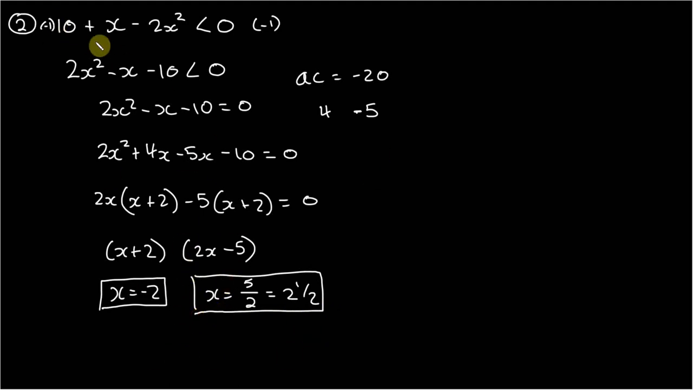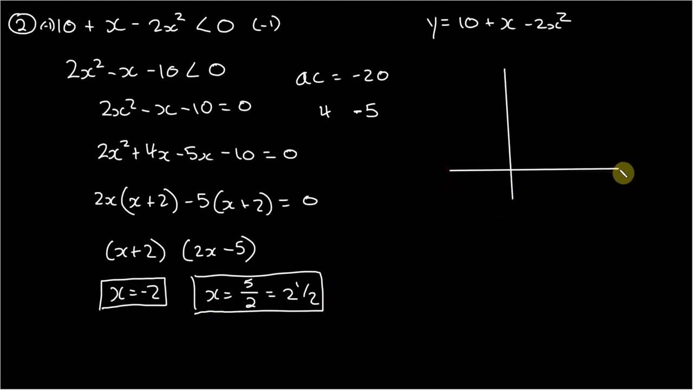We just need to sketch the graph of y equals 10 plus x minus 2x squared. So we know it's going to be a downward facing parabola because the coefficient of the x squared term is negative. So that's a good piece of information, and we know that we have a root at x equals minus 2 and a root at x equals 2 and 1/2. So we can sketch our graph like so.